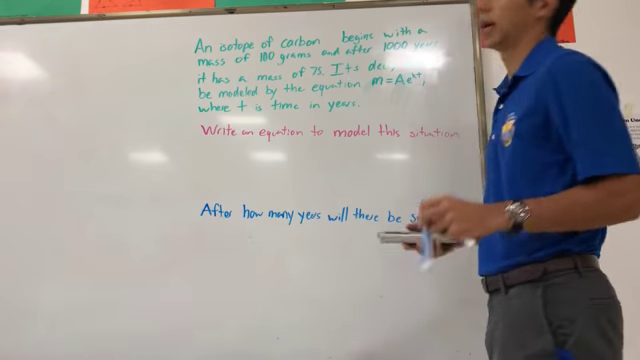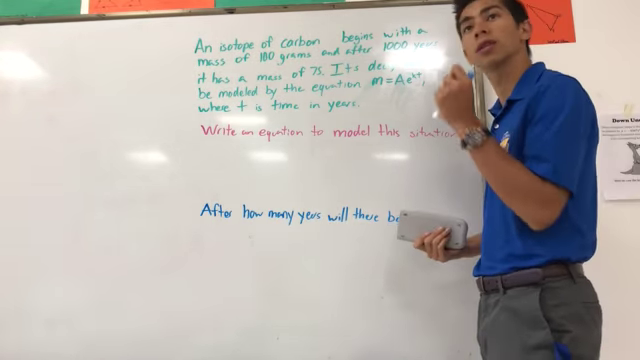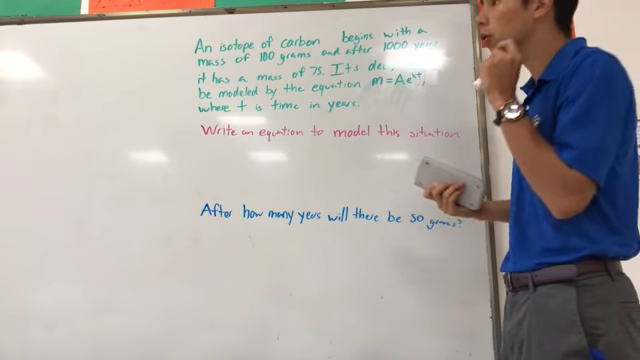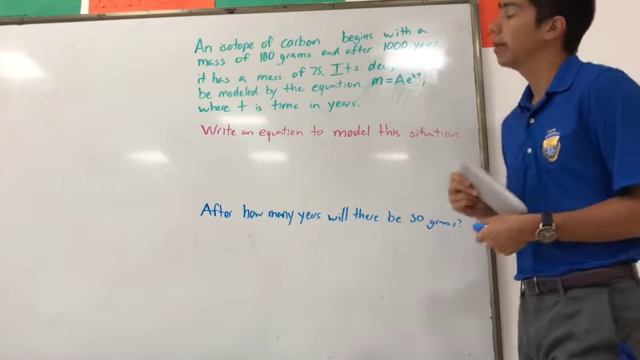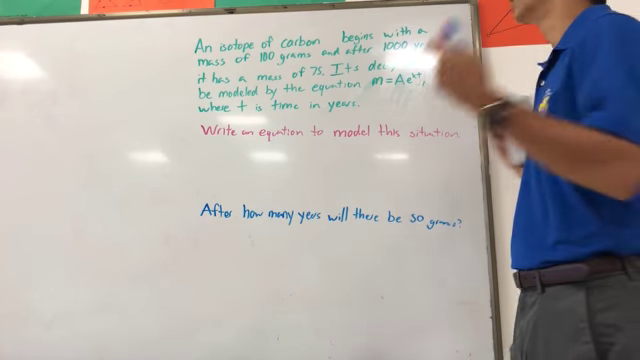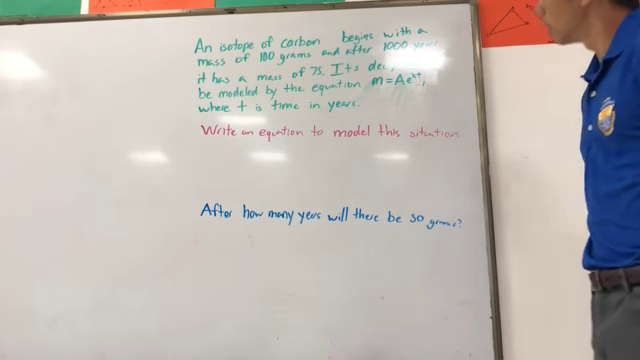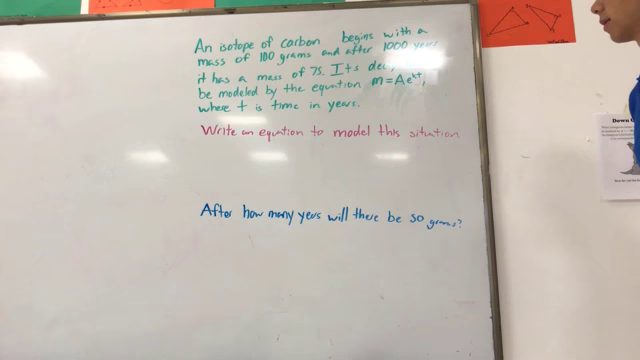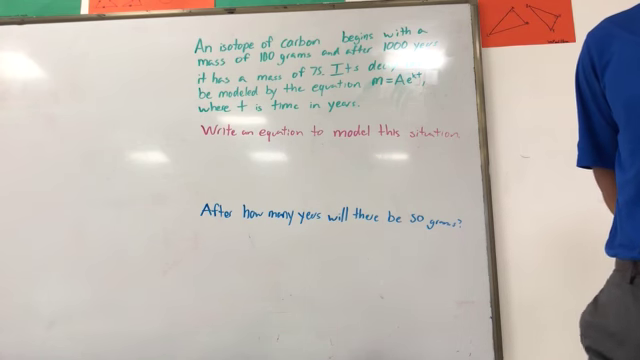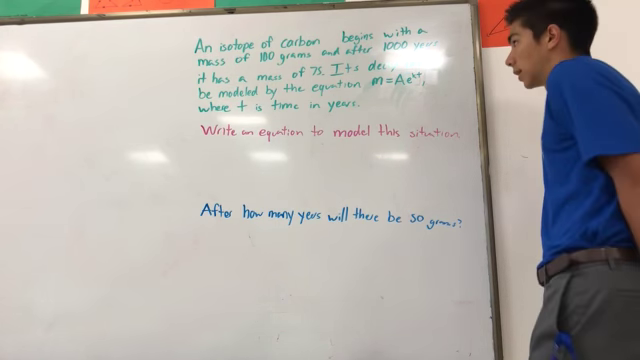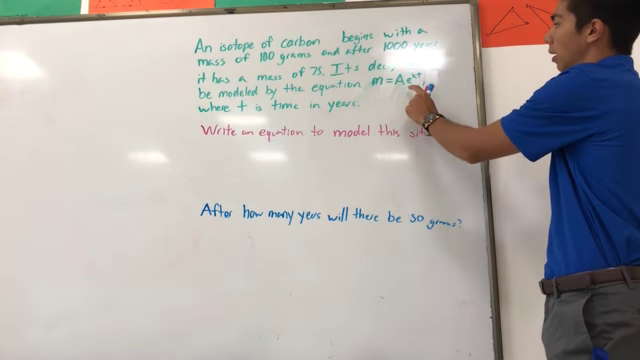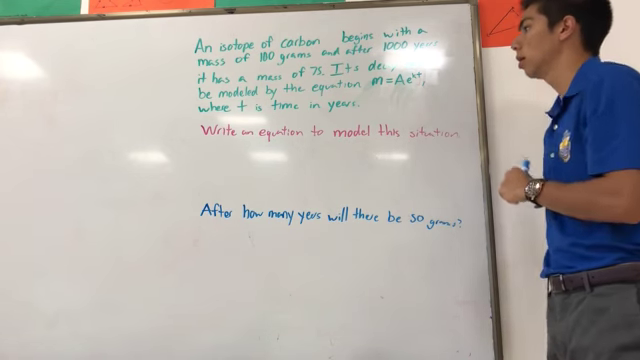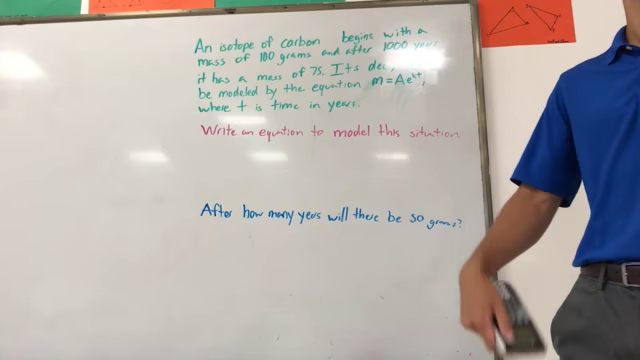All right, so this is a real world problem based on radioactive decay, okay? And our situation is this. An isotope of carbon begins with a mass of 100 grams, and after 1,000 years, it has a mass of 75 grams. Its decay can be modeled by the equation m equals a e to the kt, where t is time in years, k is a constant.